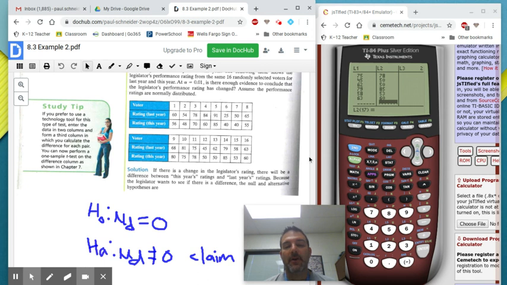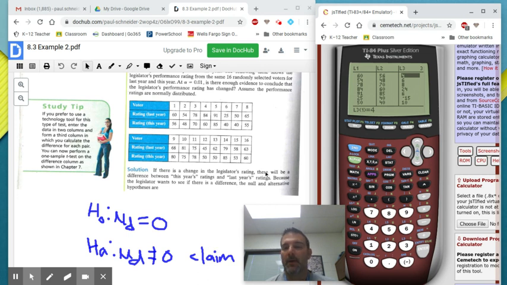All right, so I'm back, and just like magic, L1 and L2 are populated with our voter ratings from last year to this year. So what I need to do here is enter L1 minus L2. You can roll that back if you don't know what I'm talking about. If I hit enter, it should automatically populate with the differences. So that's going to be key for us.